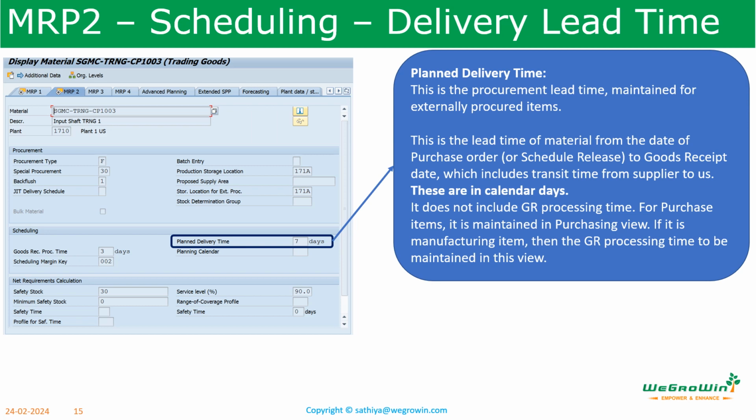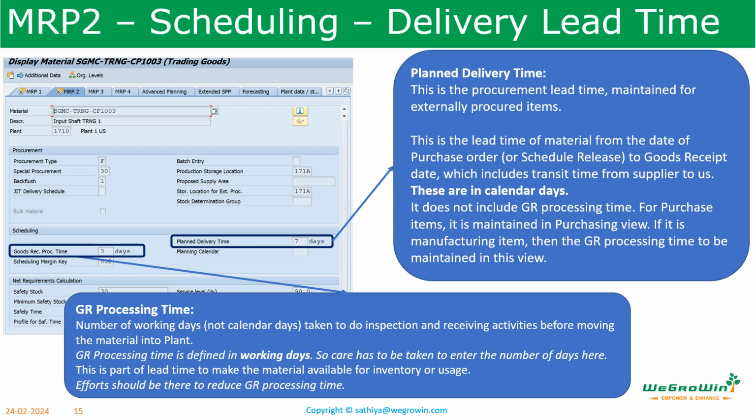So what is goods receipt processing time? Goods receipt processing time is defined in number of working days. Please see here, it is defined in working days, but planned delivery time is in calendar days. The GR processing time is the time from when the material is received into the plant until it goes into the stock. It includes unloading material, quality inspection, then moving to the stock, all those things involved. So there should be a continuous effort to reduce the GR processing time. And this GR processing time is mentioned in the purchasing view for purchased items. For in-house production items, we have to mention it in this view.